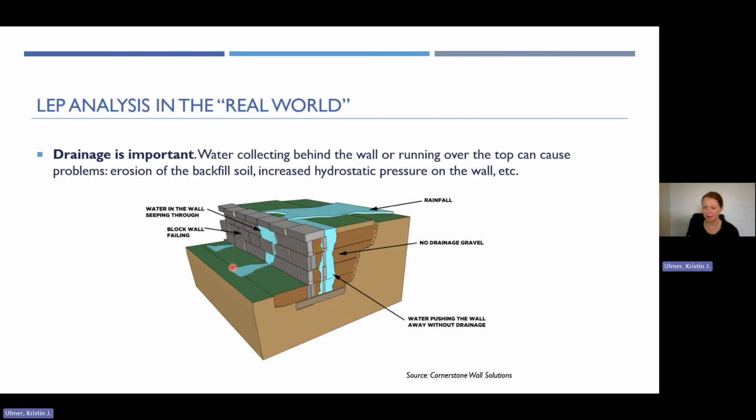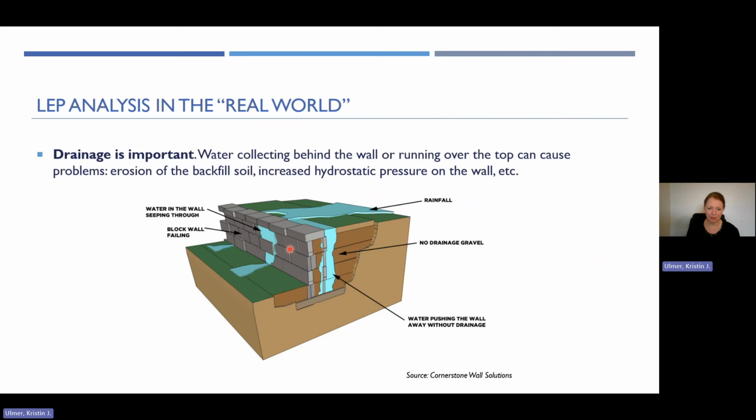So everything on paper so far looks pretty straightforward and hopefully clear. But let's talk about some other realities and considerations to keep in mind. Drainage is important, for one thing. If you have water collecting behind the wall or running over the top of the wall, that can cause some problems. So you'll get erosion in the backfill soil, increased hydrostatic pressure on the wall, things like that.